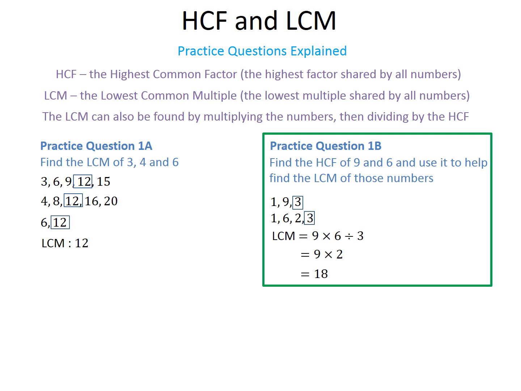And then in the second one, I had to start by finding the highest common factor of 9 and 6. So here's the factors of 9, there's the factors of 6, and then 3 was on both lists, and so I made note of that. And then I had to multiply 9 and 6 together, because remember, you multiply the numbers, then divide by the highest common factor. So multiplied 9 and 6 together and divided by the highest common factor. I did the division first because that's easier. So 6 divided by 3 was 2, and then 9 times 2 is 18. And so that's my lowest common multiple of 9 and 6.